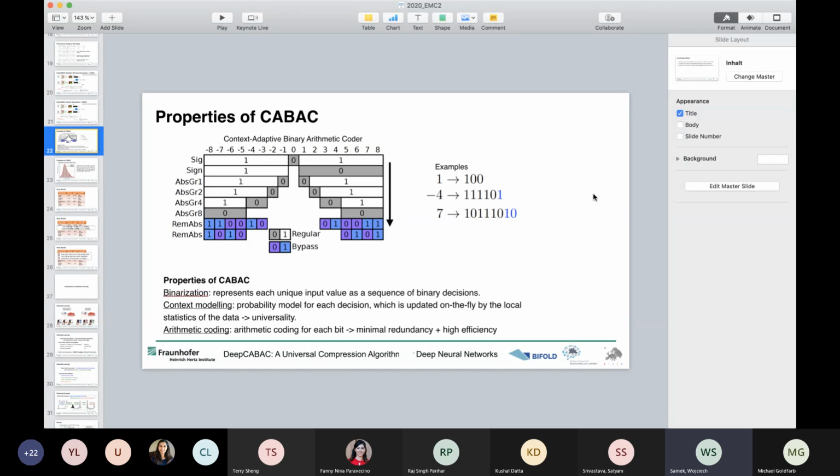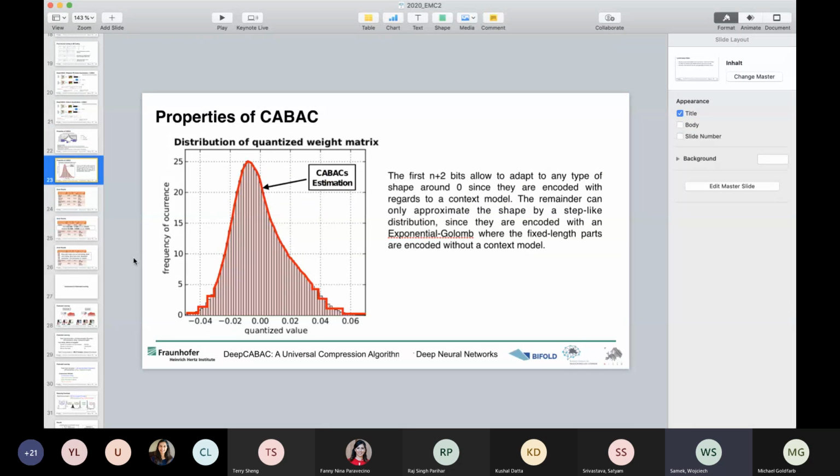And then you apply a smart arithmetic coder. Why is it smart? Because it uses a context model. In other words, the probability model of each decision which you take can adapt, and it adapts on the fly to the statistics of the data it has seen. And this property allows you to accurately encode any distribution around 0.